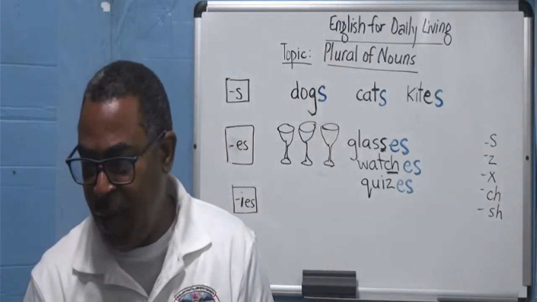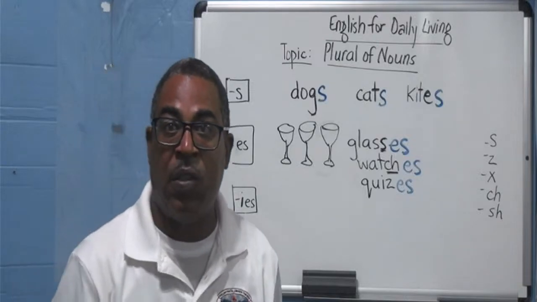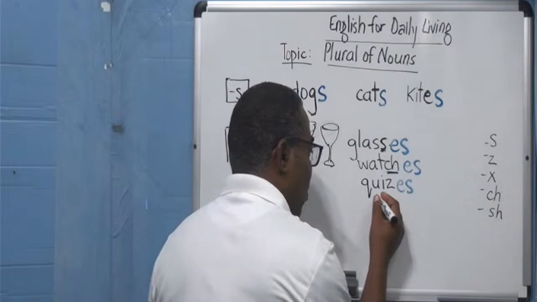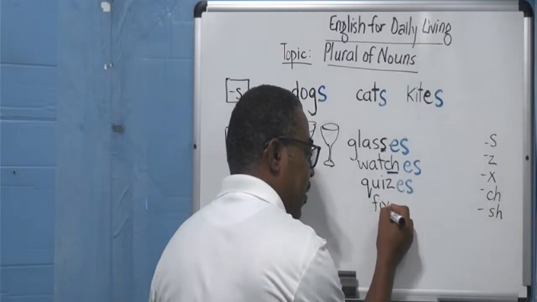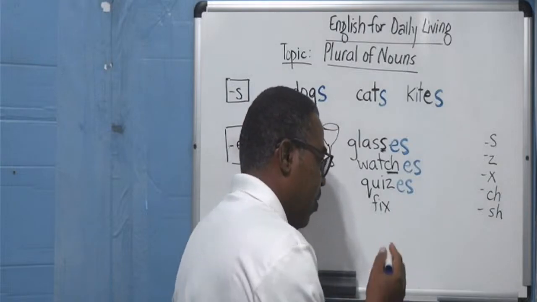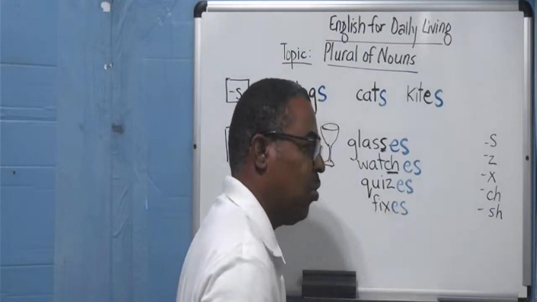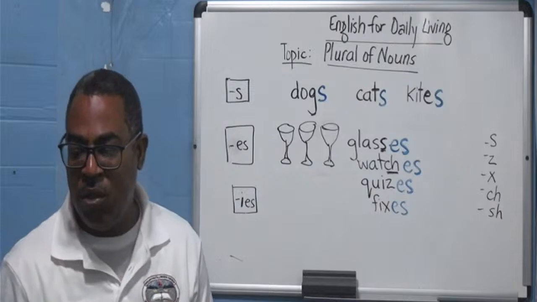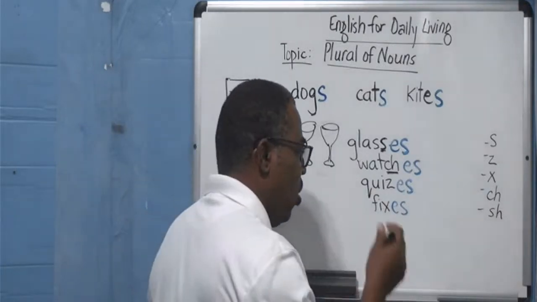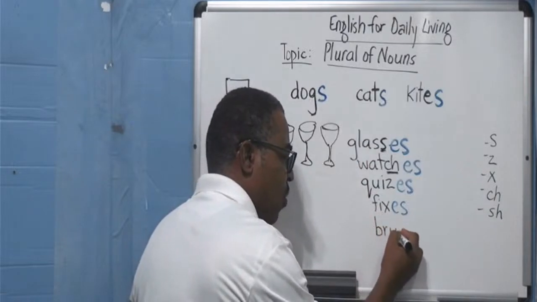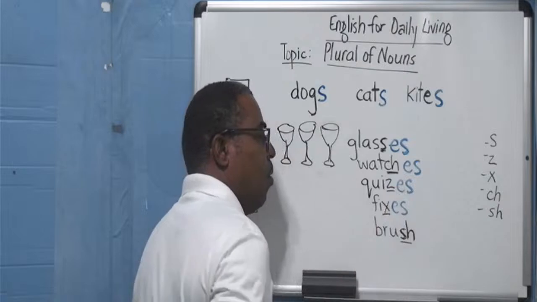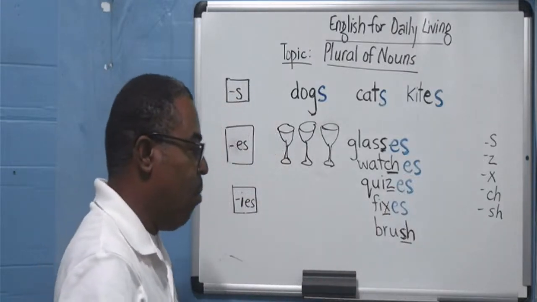How about that? And then one with an X. Fix. Ends in X, so what do we do? Fixes. Right? Very easy to do. Very easy. SH, what about SH? Brush. The brush you use to brush your hair. How do we make that plural? Brushes.